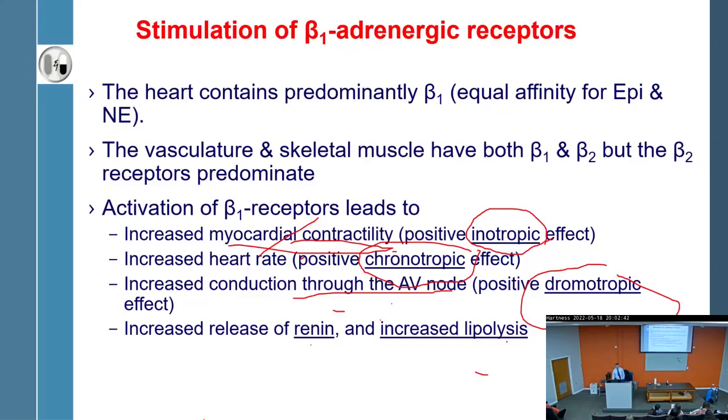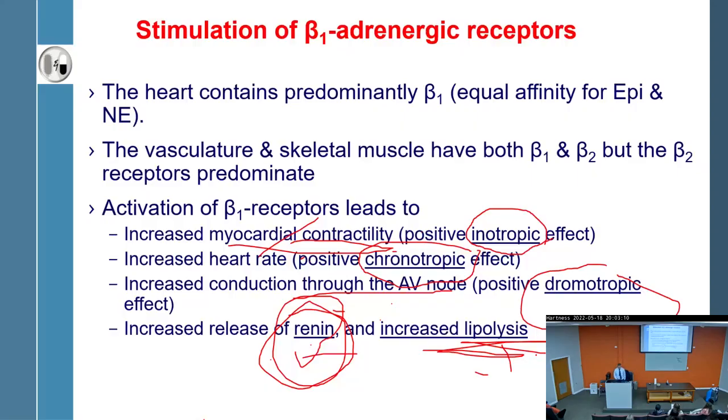At the level of the kidney, there is an increase in the release of this very important hormone, renin. We will talk about that in another lecture. And in the adipocyte, those cells that store energy in the form of fat, lipolysis, okay? The degradation of those and the release of free fatty acids increased. So those are activities of the beta receptors.